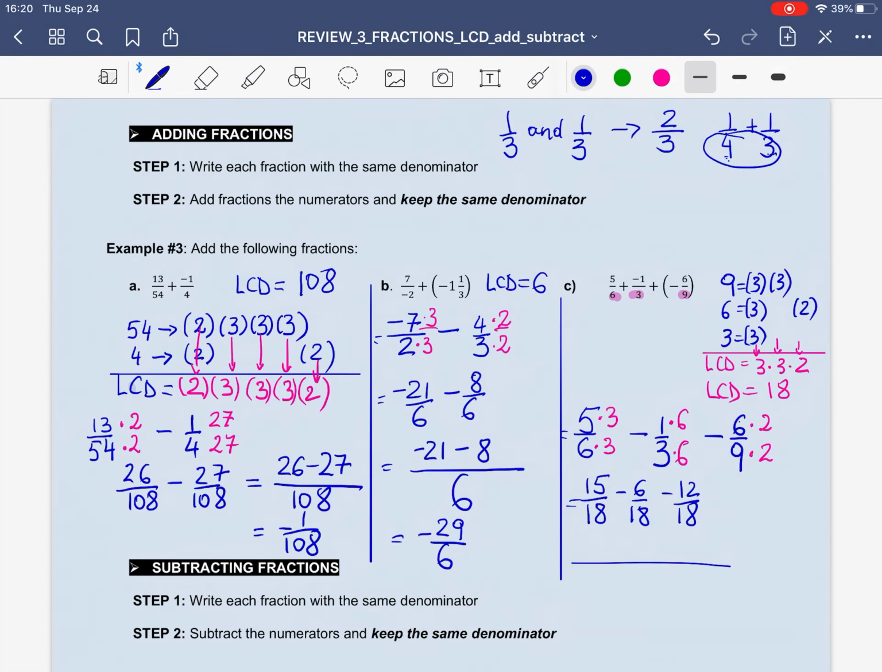So we'll draw the line here. We'll keep our denominator 18, and we'll work with the numerator 15 minus 6 minus 12. So minus 18 plus 15, that's minus 3 over 18. This ended up being a very nice number. You can reduce this to lowest terms by dividing both numerator and denominator by 3, and the answer will be negative 1 over 6.